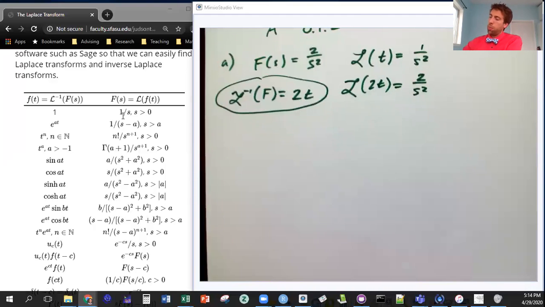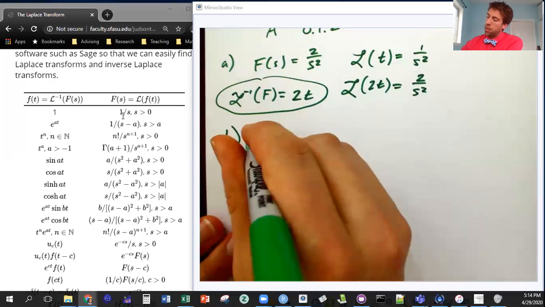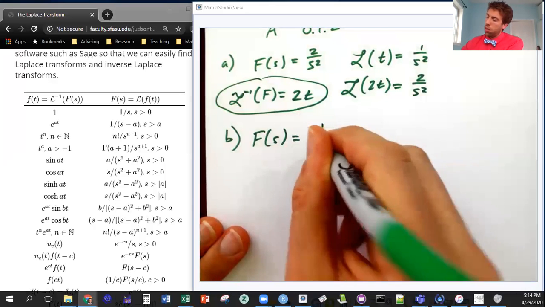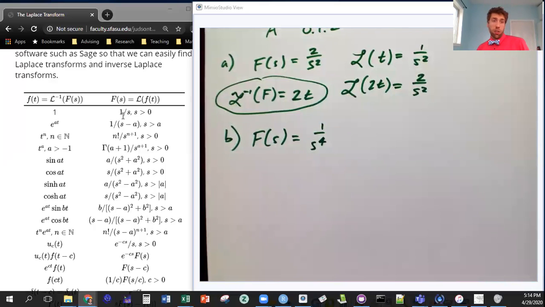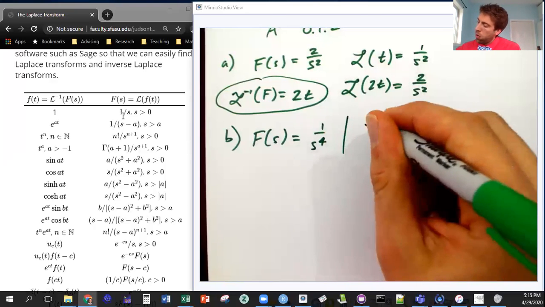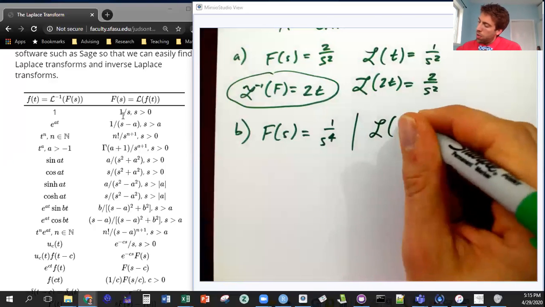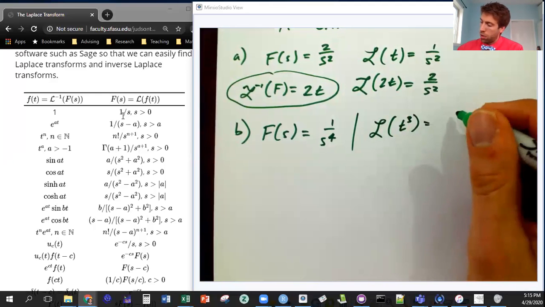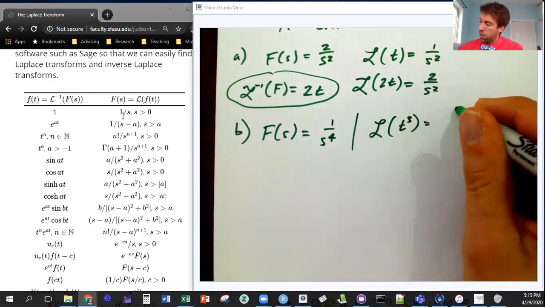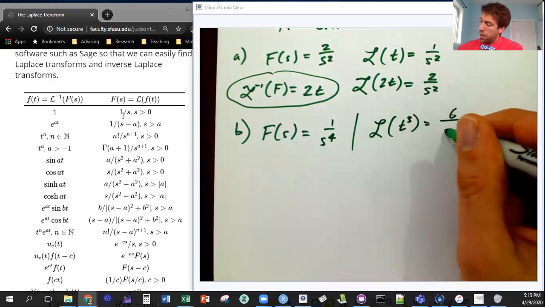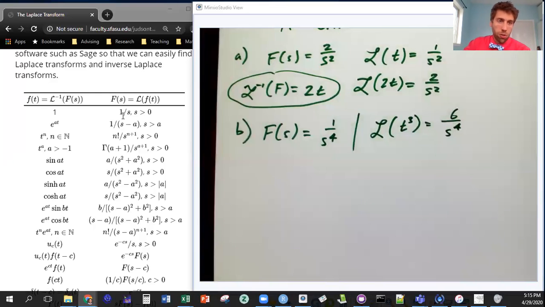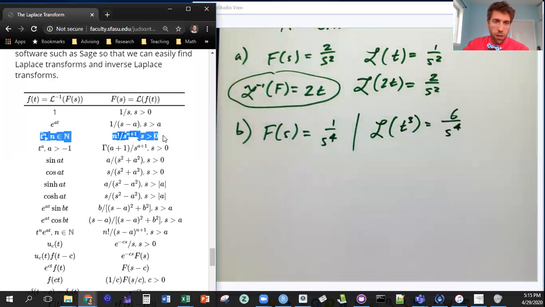Okay, let's move on to part B. So for part B, F of s equals 1 over s to the 4th. Okay, so similar thing. Now, I know that the Laplace transform of t cubed will equal n factorial, so 3 factorial is 6, over s to the n plus 1. Okay, using, of course, this one right there.